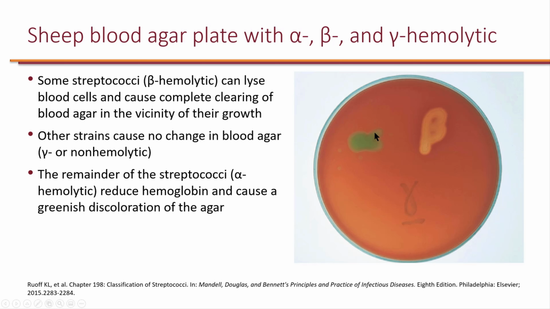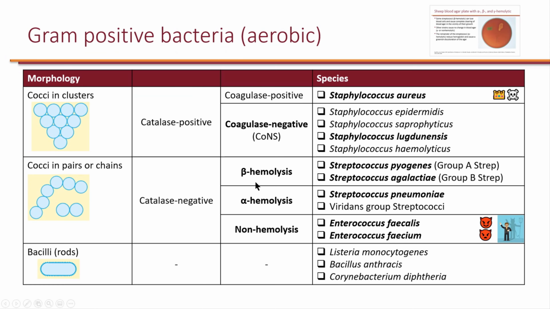And the alpha group essentially reduces hemoglobin, and they cause this greenish color. And then there is a third group that doesn't really do anything to the blood, and these are referred to as non-hemolytic because they didn't break it down. So essentially that's how we group these: beta hemolytic strep, alpha hemolytic strep, and non-hemolytic.